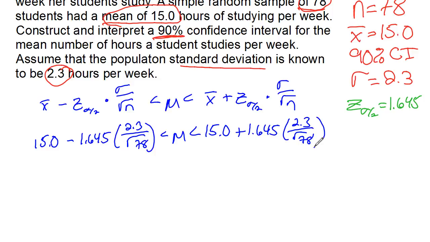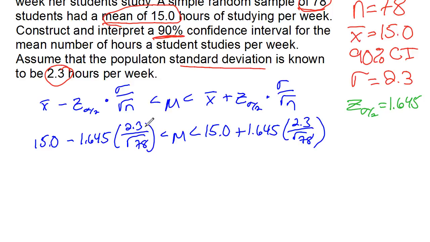The rule of rounding for confidence intervals is, first of all, do not round until the very end, until your final values. But on your final values, you'll round to whatever place value your sample mean is. So our sample mean here has 1 decimal.